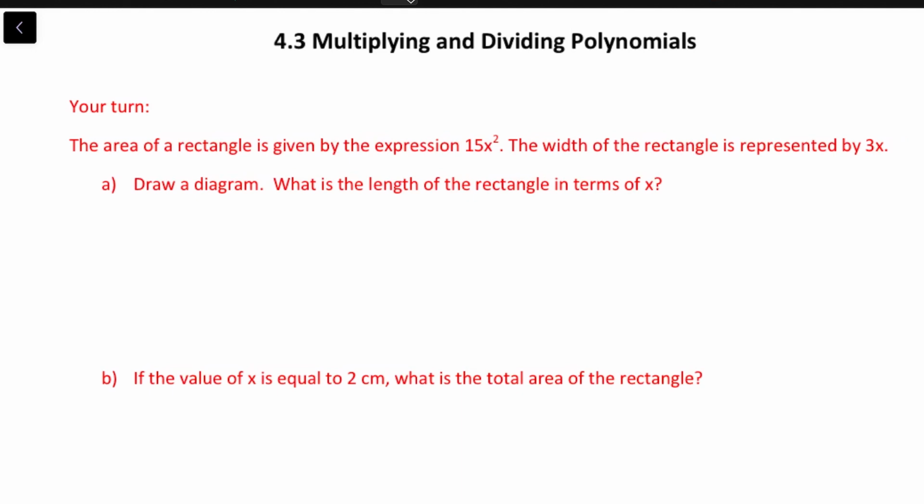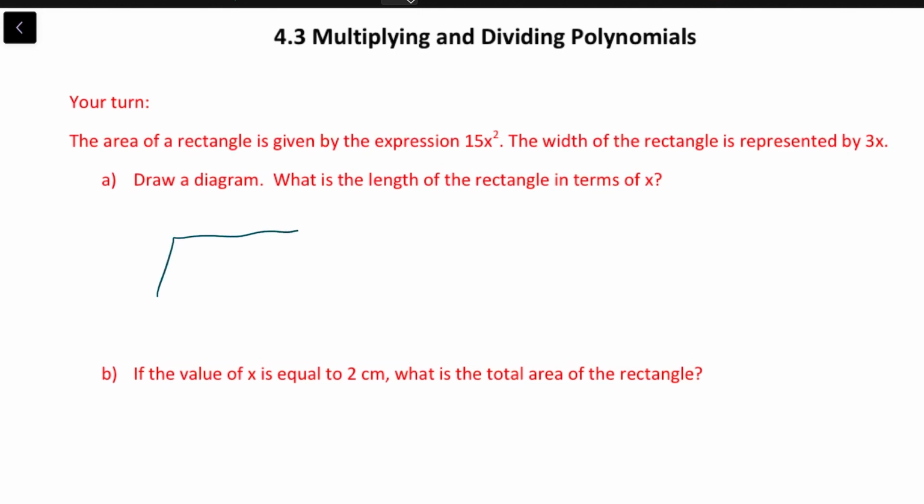So the area of a rectangle is given by the expression 15x squared. The width of the rectangle is represented by 3x. Okay, so let's start with a diagram. I have a rectangle that has an area of 15x squared and it has a width of 3x. Okay, my diagram is not drawn to scale, but that's okay. Width of 3x, and I want to know what is the length of the rectangle in terms of x.